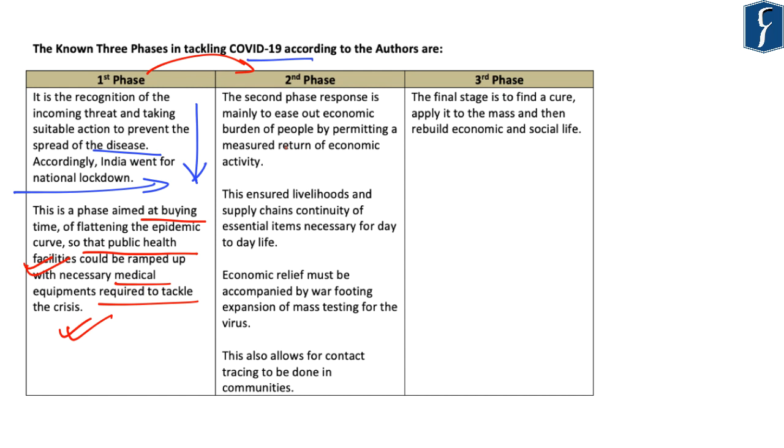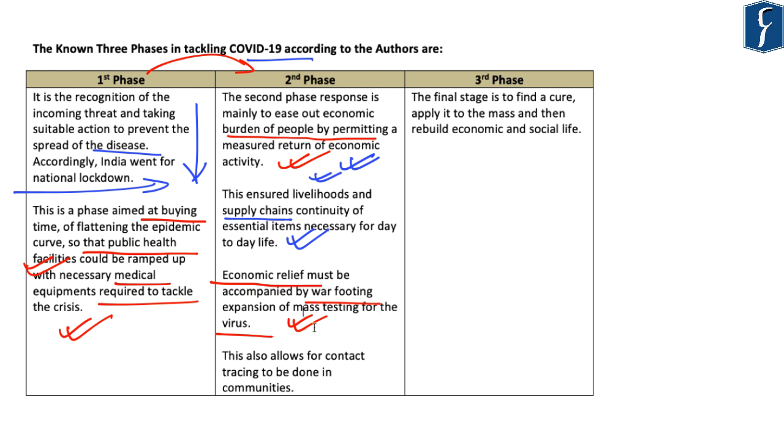Now the second phase response is primarily to ease the economic burden of such people by permitting them a measured return of economic activities. So after the lockdown, the state will slowly allow return of economic activity in a measured stance. This return of economic activity will ensure livelihoods and also continuity of supply chains which are necessary with respect to essential items. Further, this article highlights that economic relief must be accompanied by expansion of mass testing with respect to the virus on a war footing scale.